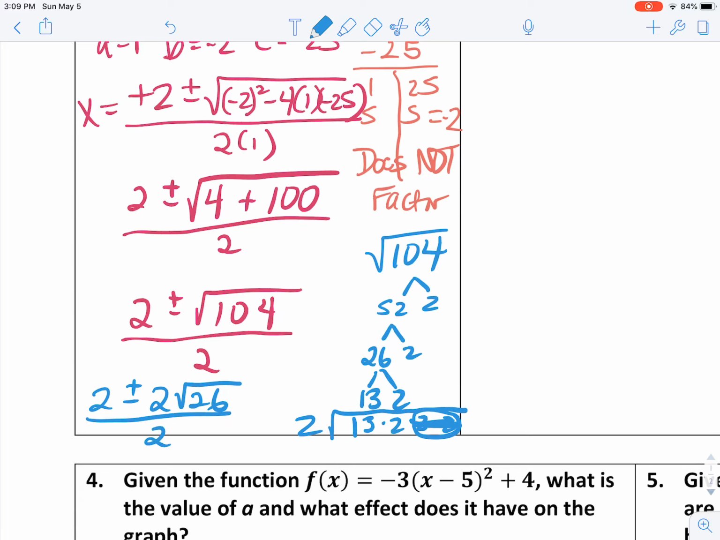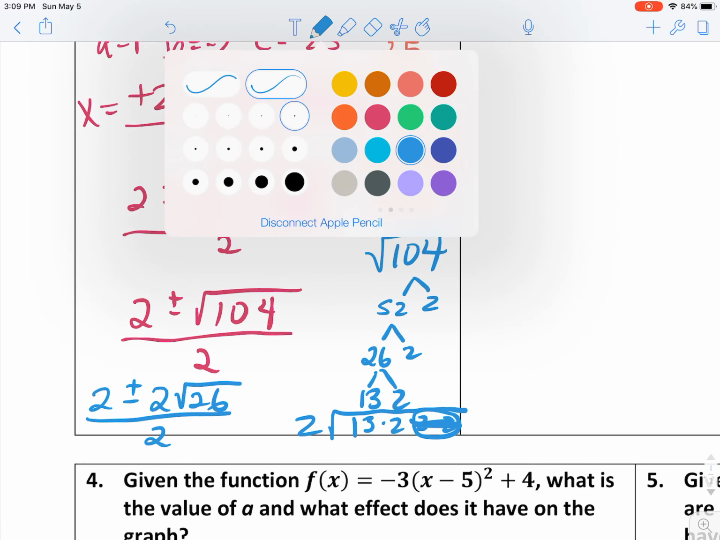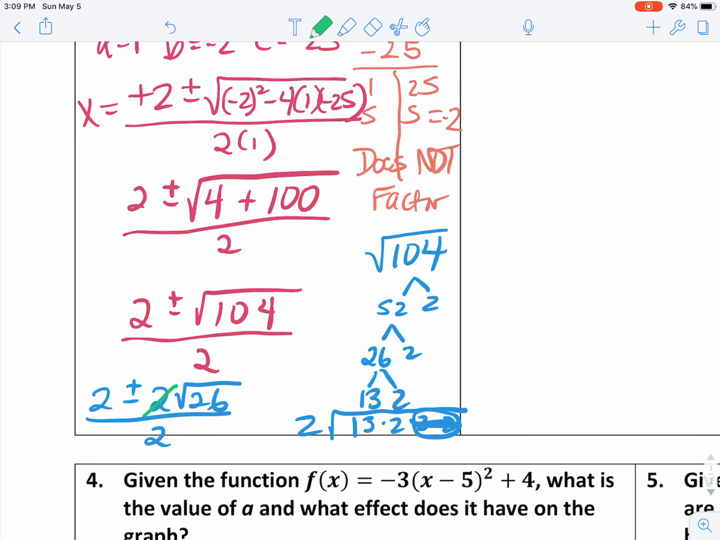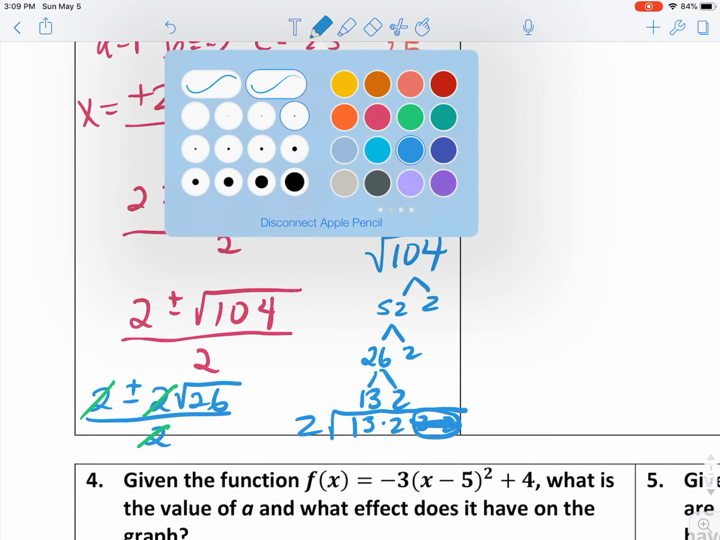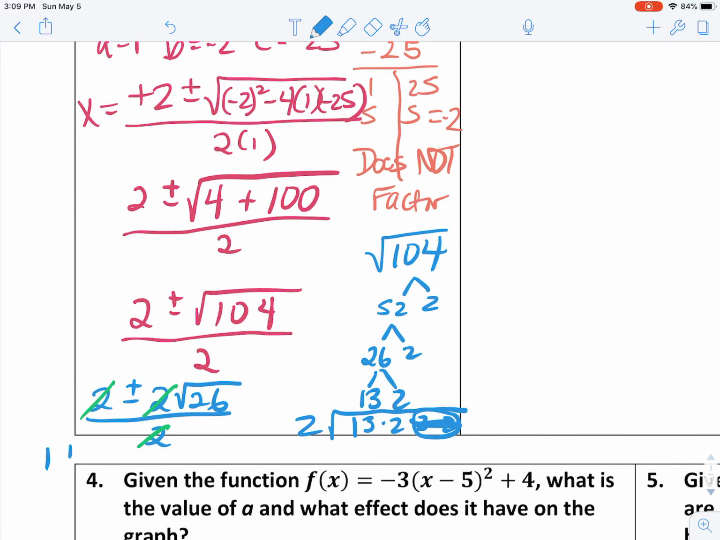And each one of the three terms that are there has a 2 in it, which means that they will all cancel each other out, leaving us with 1 plus or minus square root of 26, and that's it. That's actually two answers, because plus or minus really is plus and minus.